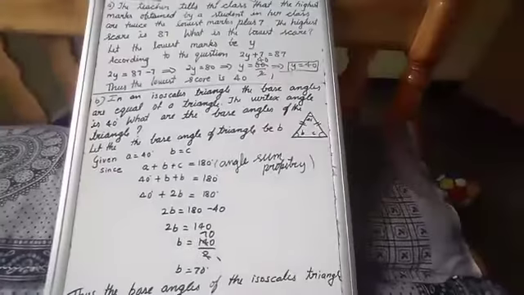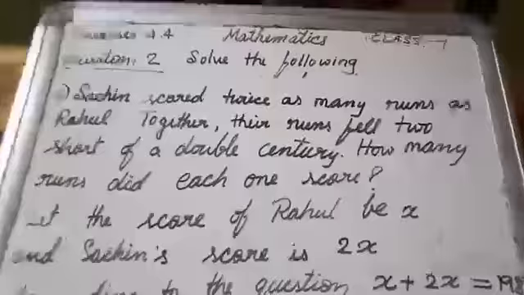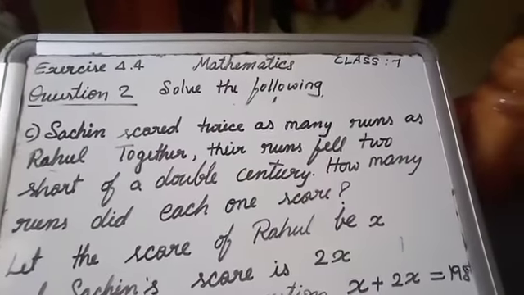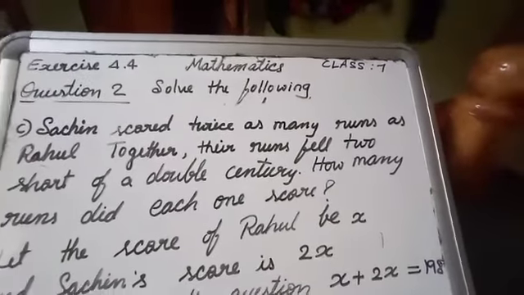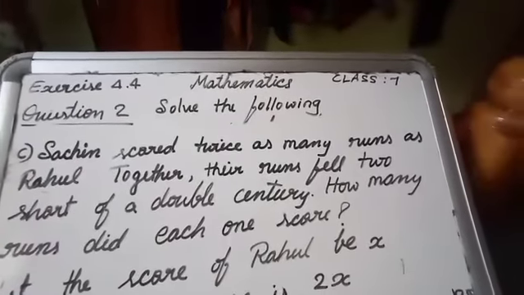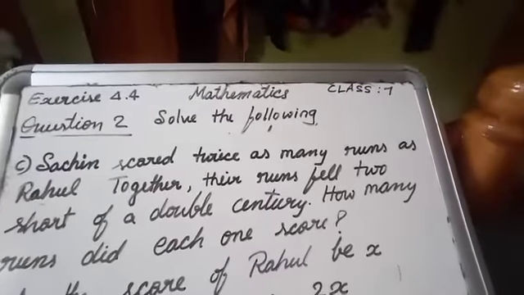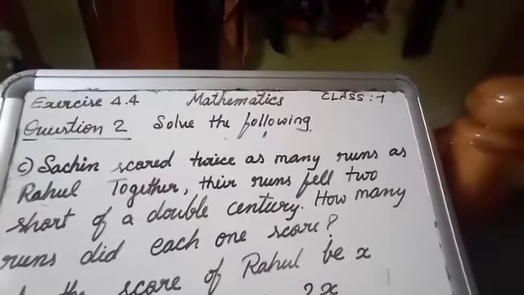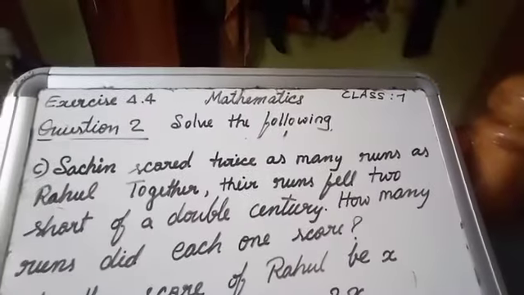So in this way, if we put it in the form of a diagram, it becomes easy for everyone. See the next question. Sachin scored twice as many runs as Rahul. Together their runs fell two short of a double century. How many runs did each one score? Dear students, Sachin scored twice, that means 2 times, as many runs as Rahul. Their runs together fell two short of a double century.